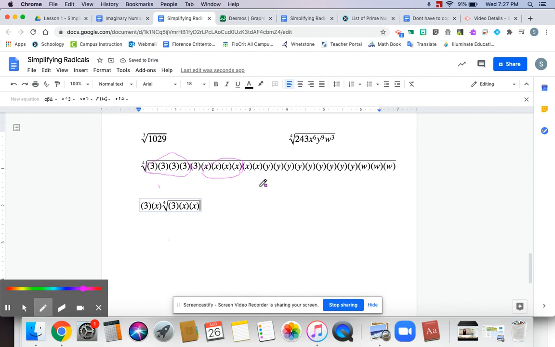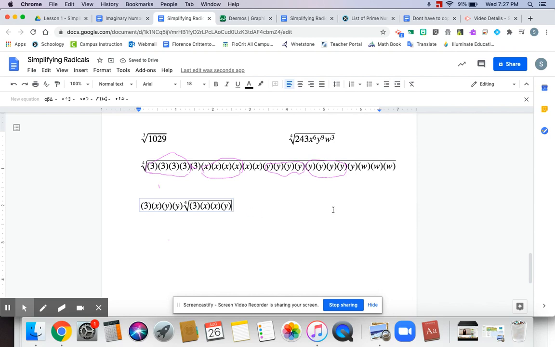Now I'm going to look at my y's. Here's 1, 2, 3, 4 y's. And then 1, 2, 3, 4 more y's. And then there's 1 more left alone. So here's one group of y that gets to come out. Here's another group of y's that get to combine and come out. But then there's still 1 y left under the fourth root that didn't get to combine with anybody.